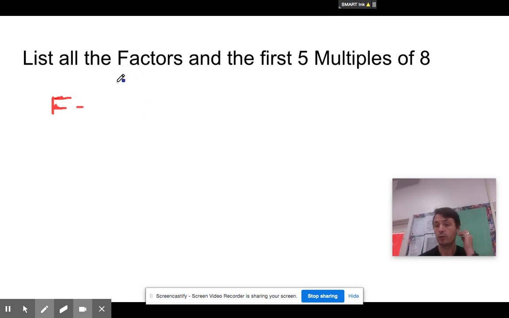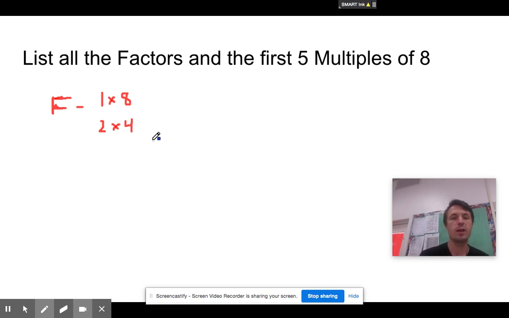Now remember, if we're listing factors of 8, that means we're listing all the numbers that can be multiplied together to equal 8. So 1 times 8 equals 8. So 1 and 8 are both factors of 8. 2 times 4 equals 8. So 2 and 4 are both factors of 8. Is there anything else that can be multiplied together to equal 8? Well, you know there's not, since 4 is already half of 8, and once you get to the number that's half of the number you are listing factors for, there's no reason to go any farther.